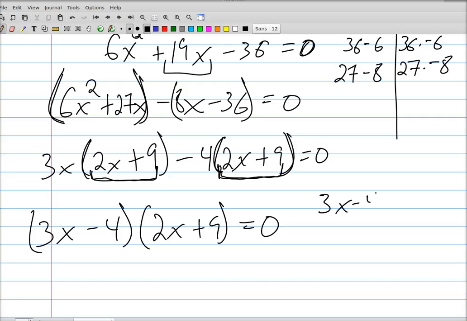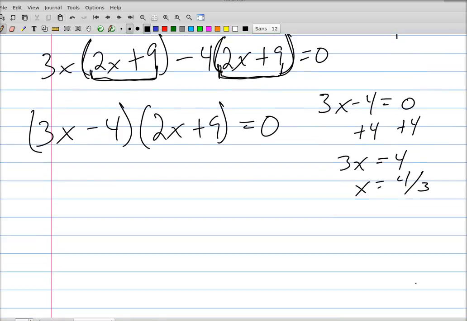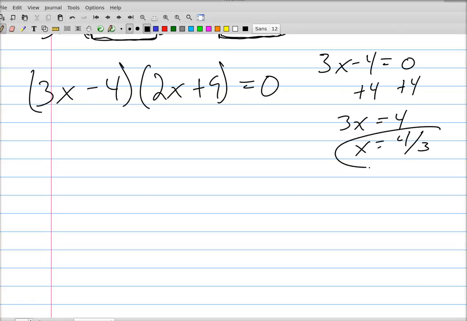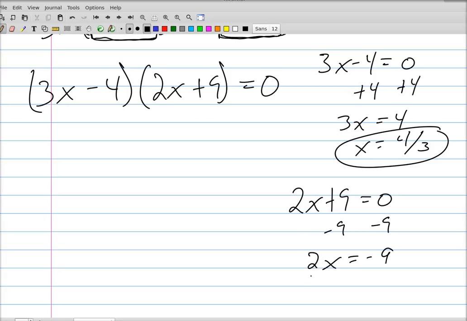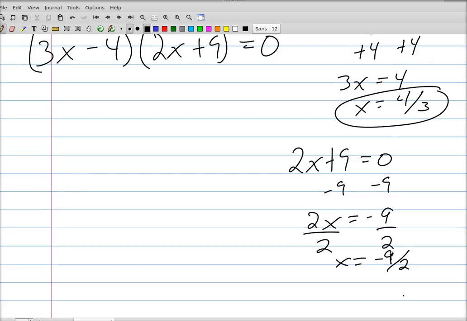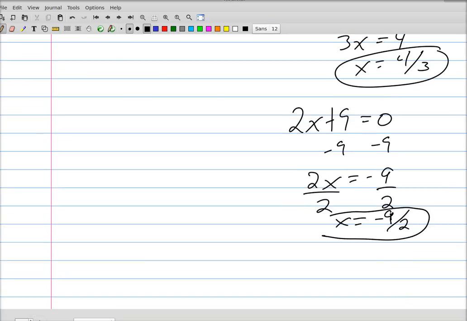Now it's really downhill because I can just set each factor equal to 0 and solve. So 3x equals 4, x is equal to 4/3. Good shape so far. So there's one of my answers. The other one's going to be 2x plus 9. Subtract 9 from both sides. And my other answer is going to be that x equals negative 9/2. So we get 4/3 and negative 9/2.